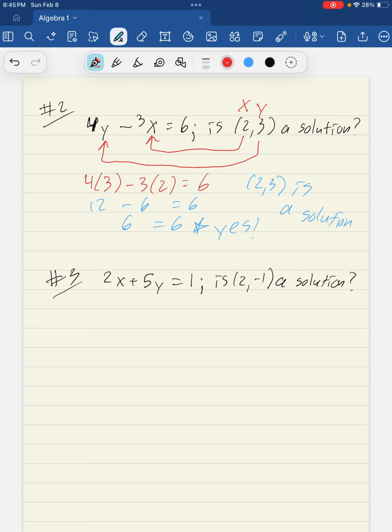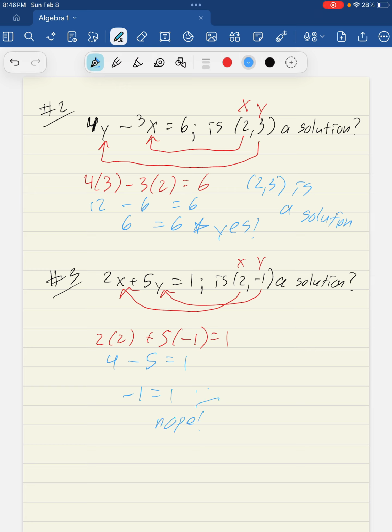We have our equation right here and our ordered pair. We're going to substitute that first number in for x and the second number in for y. So here's my x, there's my y. So 2 times 2 plus 5 times negative 1 equals 1. We're going to solve this. 4 minus 5 equals 1. Negative 1 equals 1. Oh, that's false. Nope. So we'd say not a solution. Boom. And that's what we do.